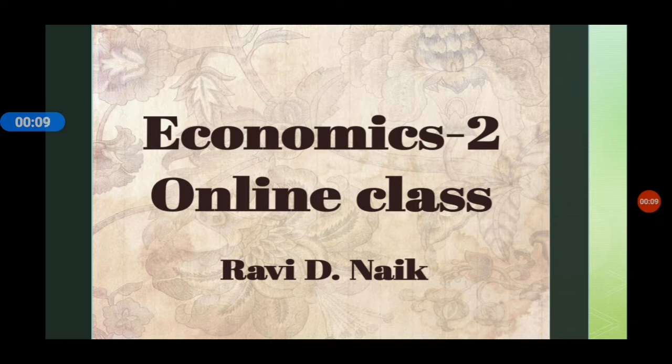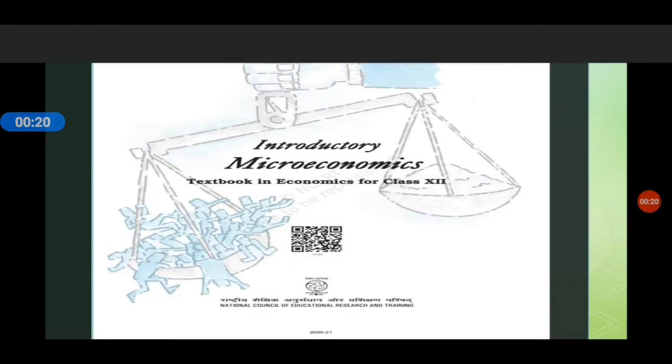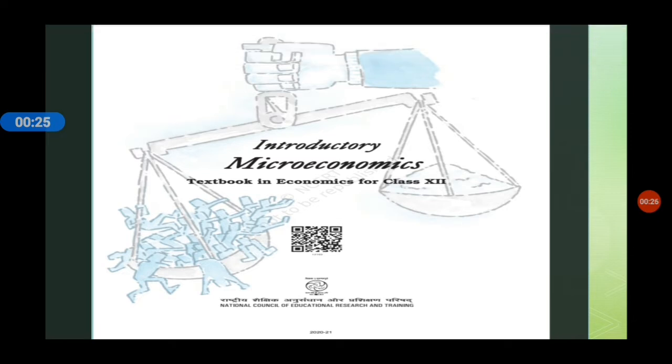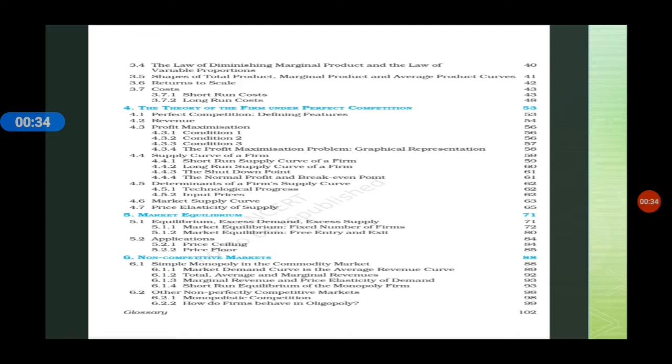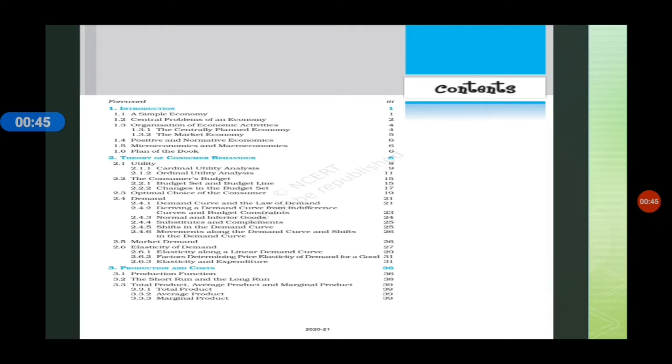As I told you earlier, this economics subject contains two textbooks, one is Microeconomics and another one is Macroeconomics. This Microeconomics has a total of 6 chapters, such as Introduction, Theory of Consumer Behavior, Production and Costs, the theory of the firm under perfect competition, market equilibrium, and non-competitive markets. So these are the chapters kept in this microeconomics. So let us go one by one.